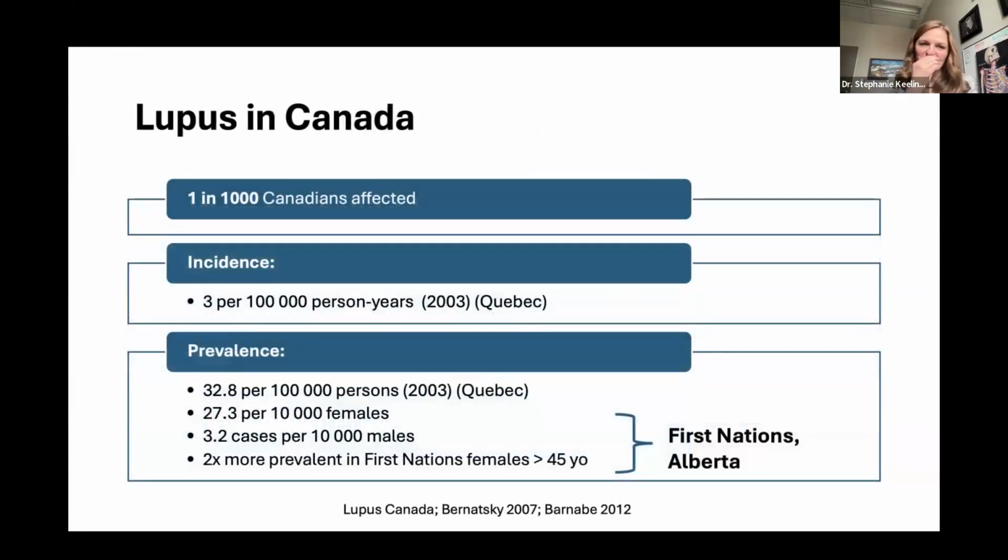So in Canada, lupus is sort of hard to guesstimate. The numbers are about 1 in 1,000, so it's not quite a rare disease, but it's not super common. We do see, for example, in population studies in the different provinces, that it does significantly more affect our BIPOC population. So our people of color, Indigenous population, Asian, South Asian, and Black Canadians. There was a study done some time ago that showed that lupus was 2 times more prevalent in the First Nations females in their 40s in Alberta, as an example.